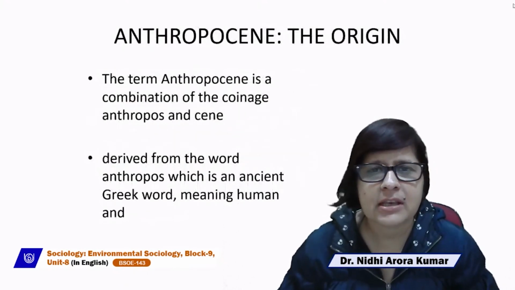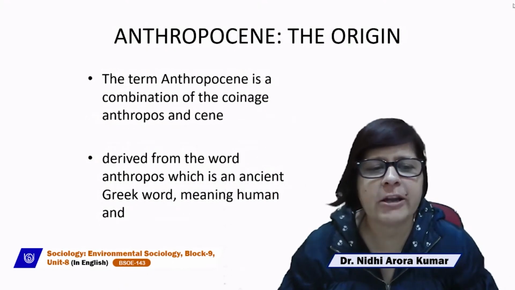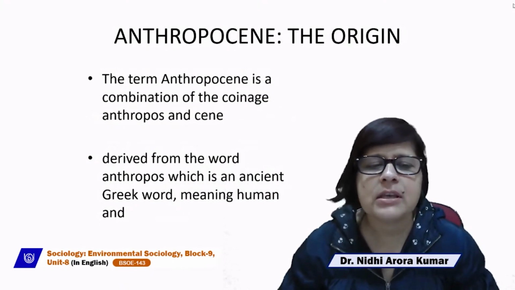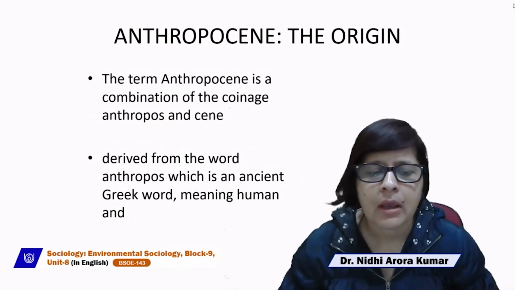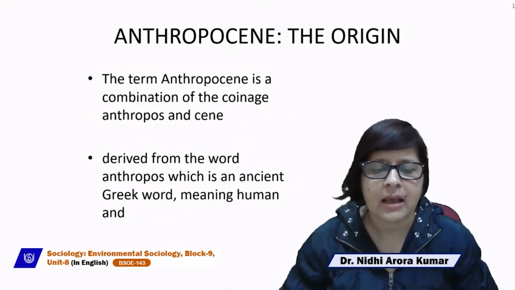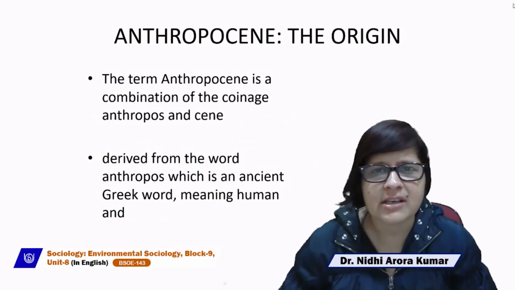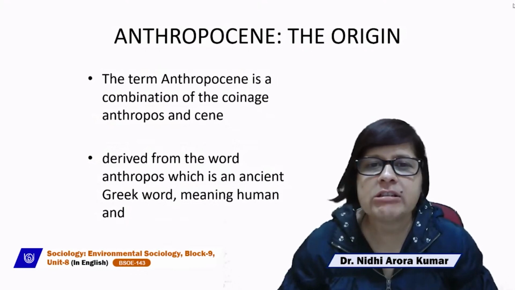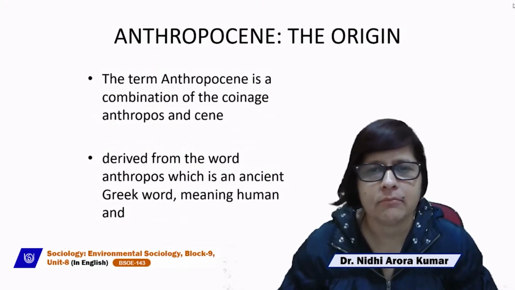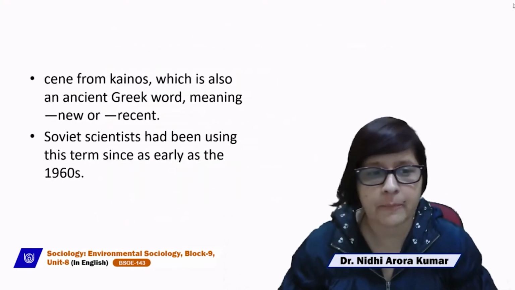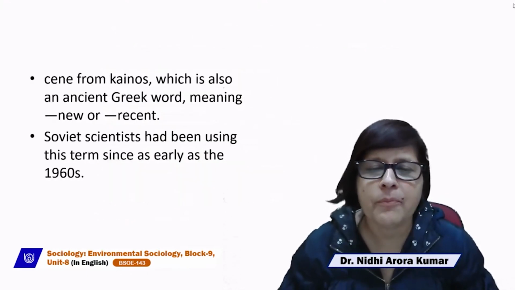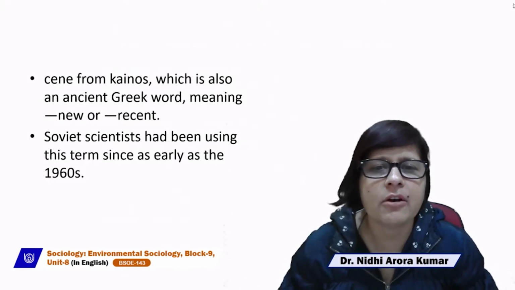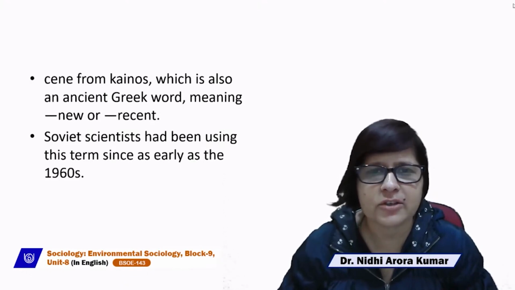What is Anthropocene and how has it originated? The term Anthropocene is a combination of the coinage anthropos and scene. Anthropos is derived from an ancient Greek word meaning human, and scene is derived from kainos, which is also an ancient Greek word meaning new or recent.